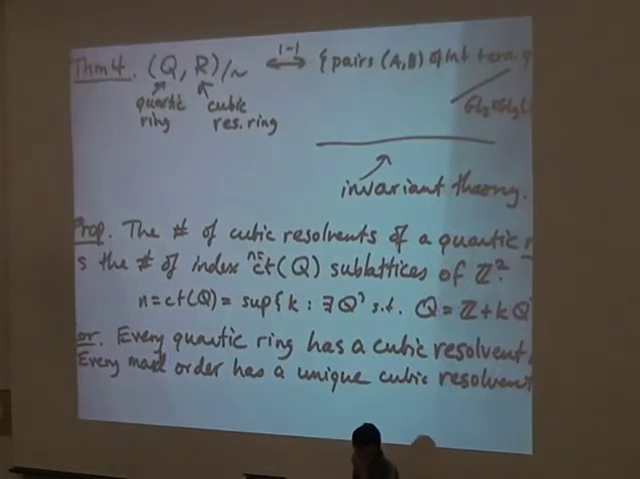That's a good question. For orders in number fields, the content is always finite. But if you take some very degenerate rings, then the content can be infinity. And this statement is still true in the case where the content is infinity. So you have infinitely many cubic resolvents sometimes when your ring is very degenerate. Good question.